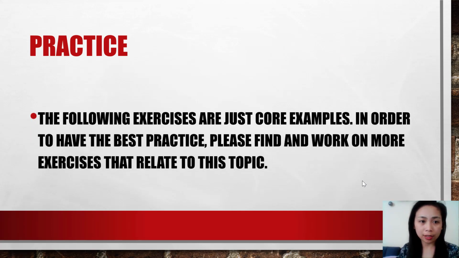So that's it for this lesson. Now we are going to do some practice. However, please keep in mind that the following exercises are just some core examples. In order to have the best practice, please find and work on more exercises that relate to this topic.